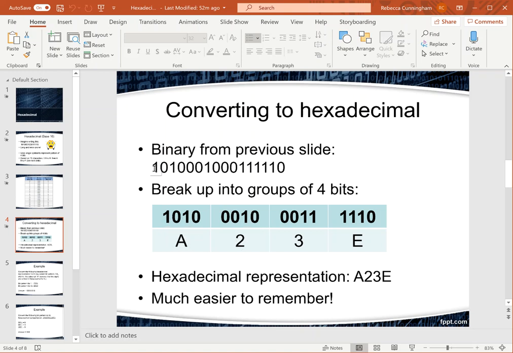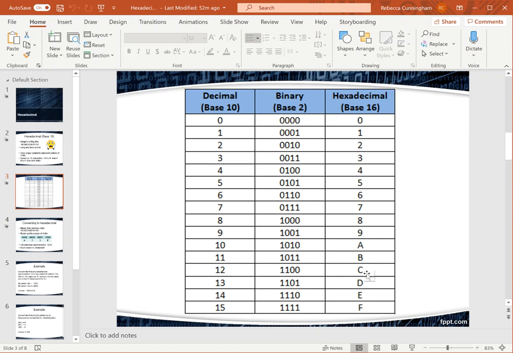Now, I made all of my examples come out to multiples of 4 bits. If I had an odd number, then anything to the left, you just fill in with preceding zeros. You may have that come up at some point. So we would say that the hexadecimal representation of this bit pattern is A23E. That is much easier to remember than the bit pattern itself. If this was something that you worked with every day, you would have these things memorized in no time.